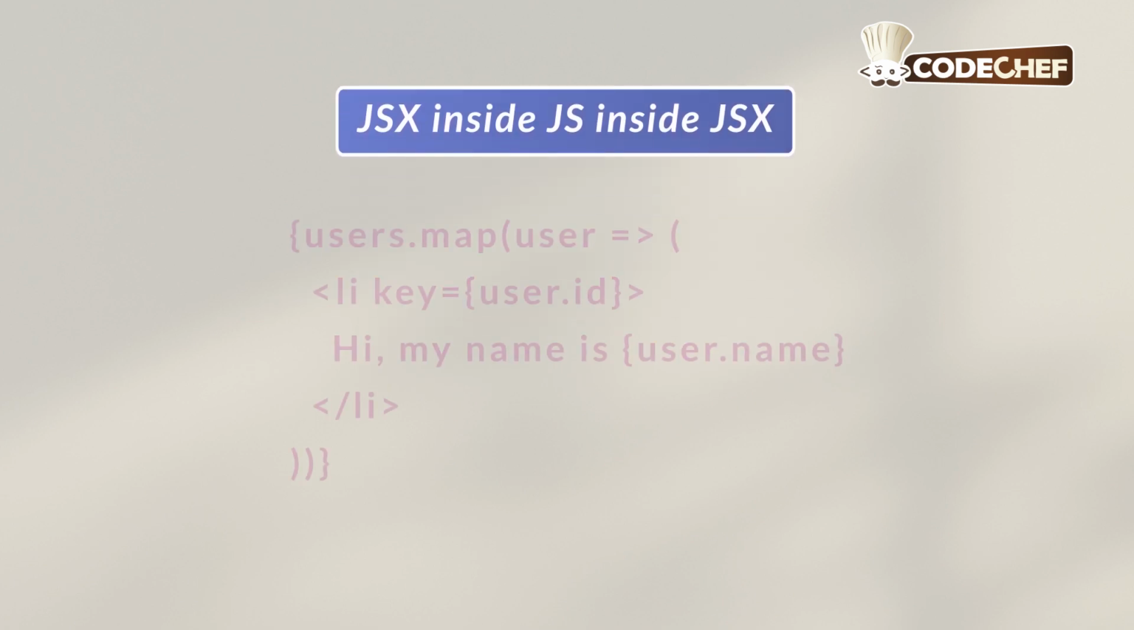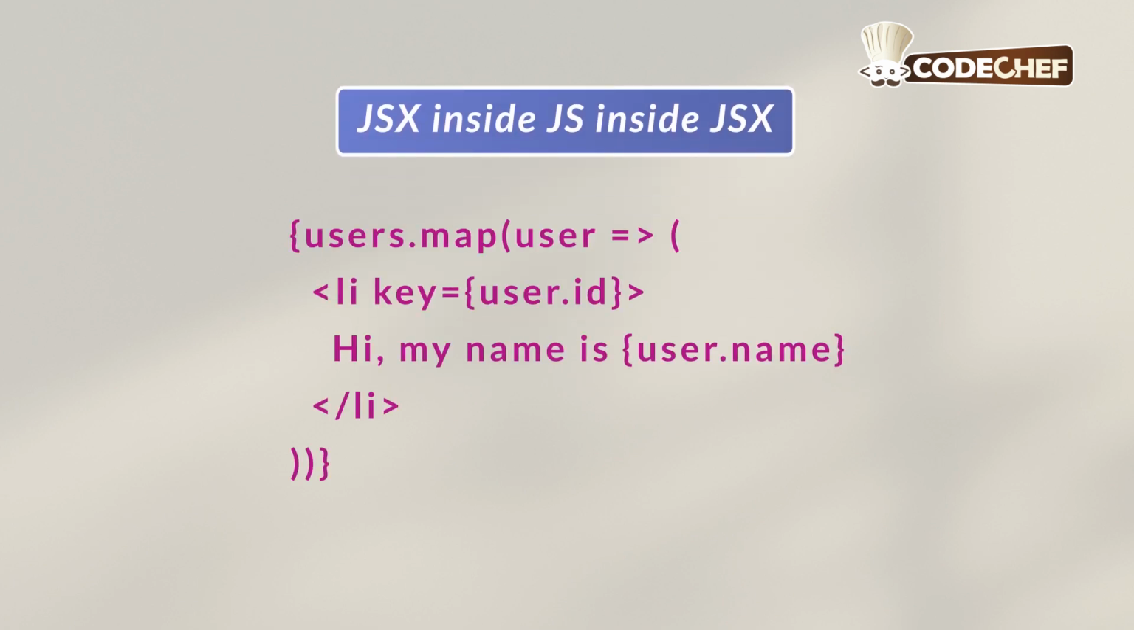Here's a very important React pattern. We are writing JavaScript inside JSX using curly braces, and inside that JavaScript we return JSX again. This pattern is extremely common in React when rendering lists or dynamic UI.